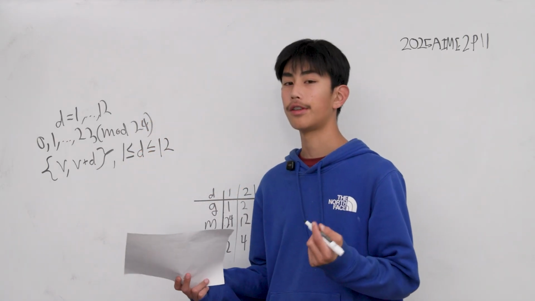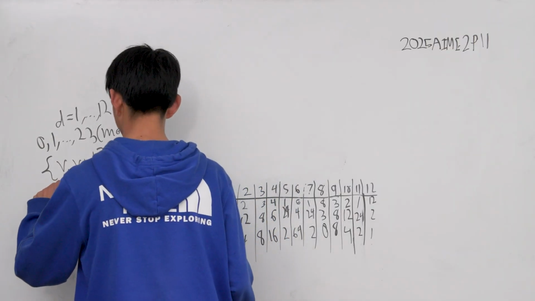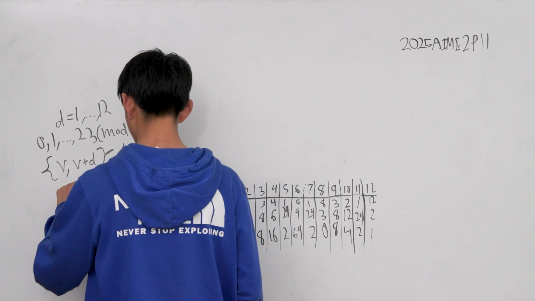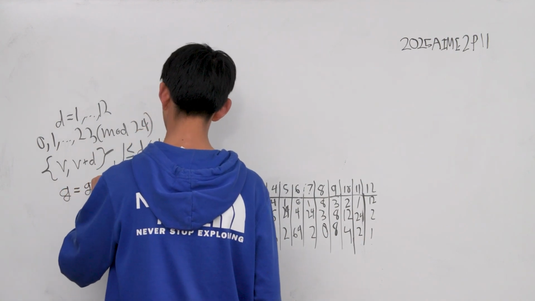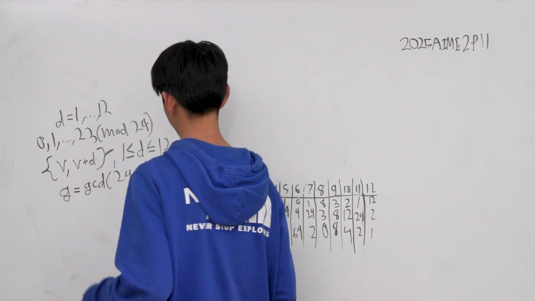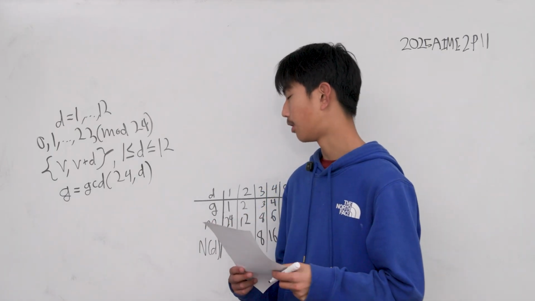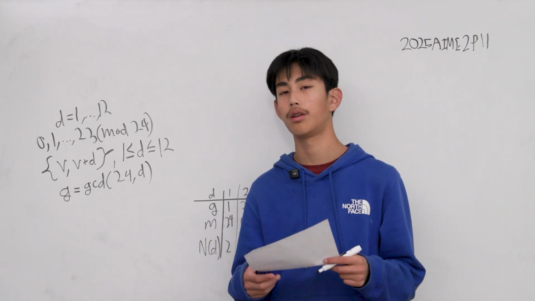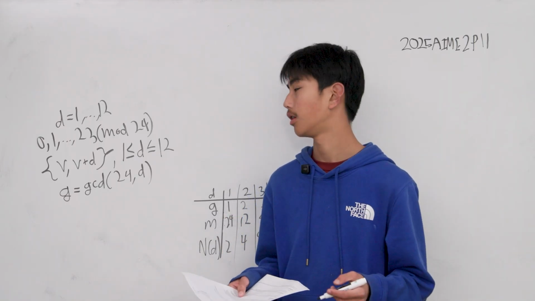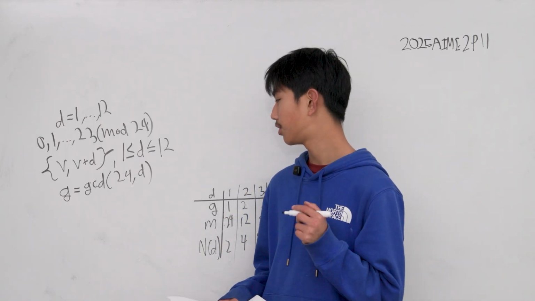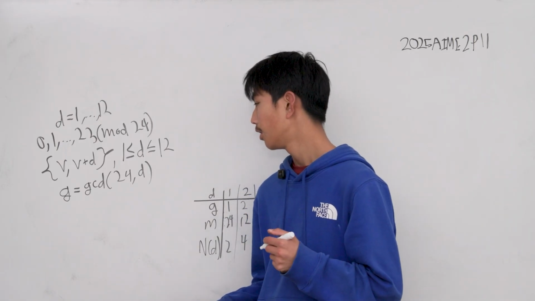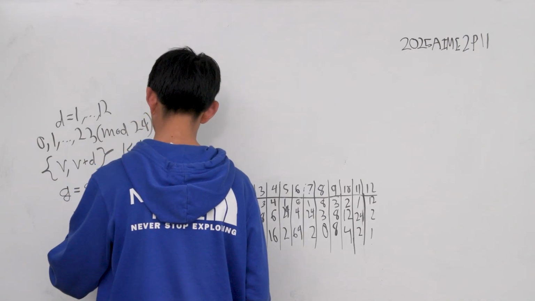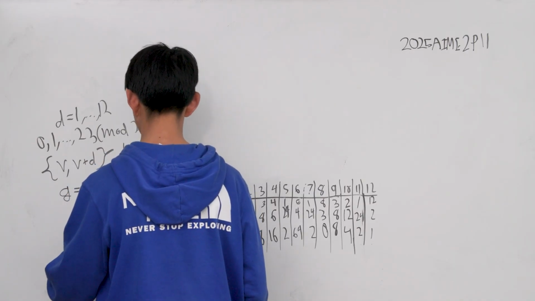Then we have a variable G, where we let G be the GCD of 24 and this length D. And for this G, we're also going to have to incorporate another value M, where there are G disjoint cycles, and the length of each is M, which is 24 over G.